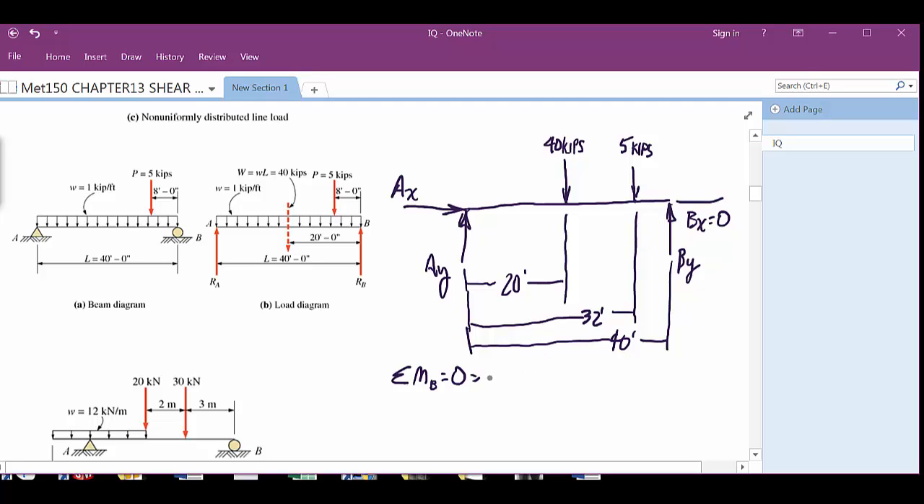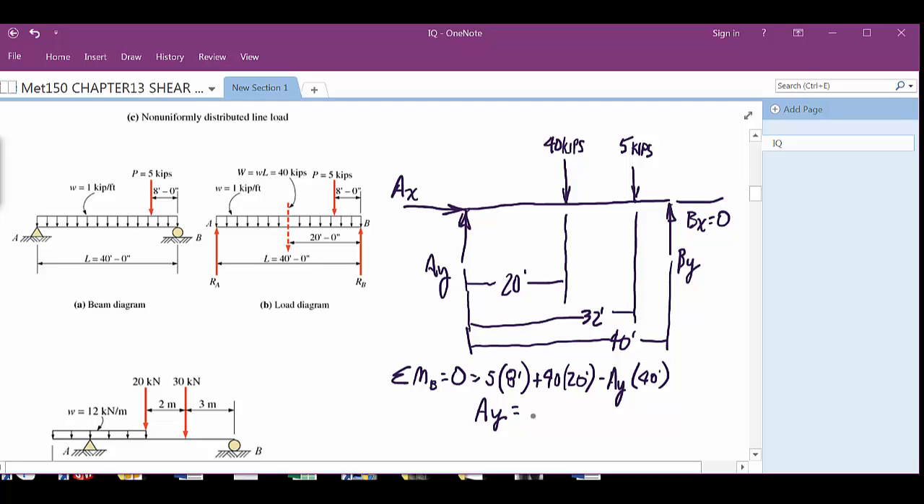This is going to be, what, 5 kips times 8 feet. And that is positive, right? It's going counterclockwise. Plus 40 times 20. Minus AY times 40. So AY would be what? There's 40. And what's that, 800? 840 divided by 40. What's 840 divided by 40?